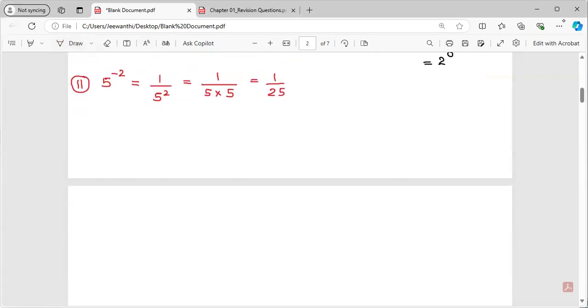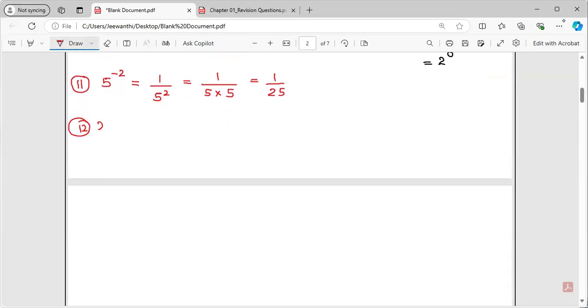Then we will move to question number 12. There it is 2 to the power of negative 3. You do the same thing: 1 over 2 to the power of 3. Then we write 1 times 2 times 2 times 2, and the answer is 1 over 8.